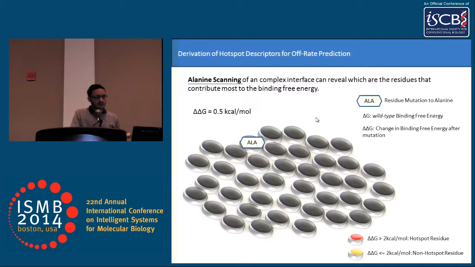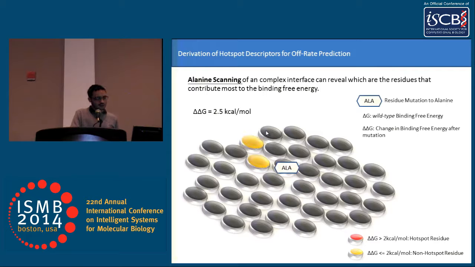So in alanine scanning, basically, you turn each residue into an alanine mutation, and you can calculate the change in binding free energy, for example, which is the delta delta G. If it's a positive delta delta G, then it's destabilizing. So that mutation destabilizes the complex by increasing the binding free energy.